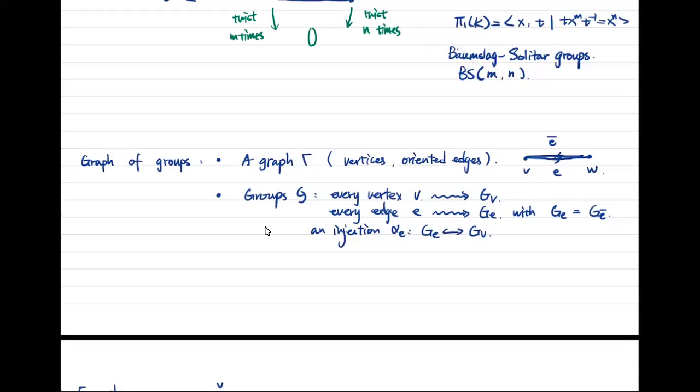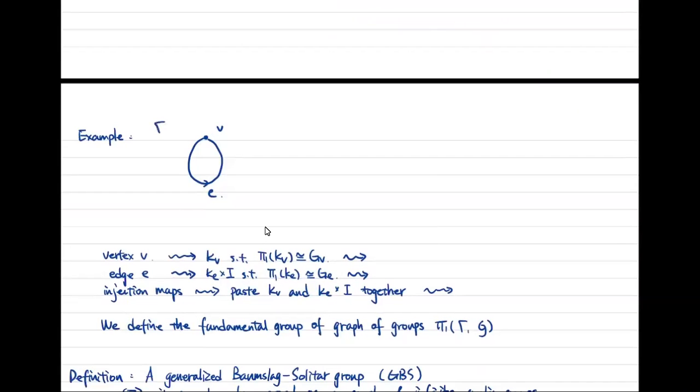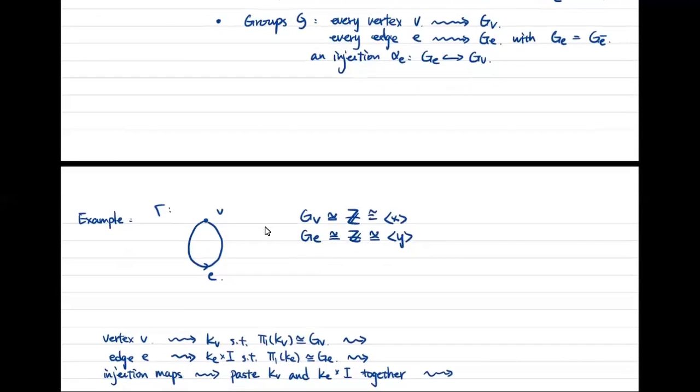I want to give you an example of a graph of groups. Suppose our graph gamma looks like this: just a loop with one vertex v. For this vertex v, we associate the vertex group G sub V, and let's say G sub V is infinite cyclic, just Z, and let's denote the generator of this group by X. For the edge, we associate an edge group G sub E, which is still infinite cyclic, and we define its generator to be Y. Based on our definition, we require that G sub E is isomorphic to G sub E bar.